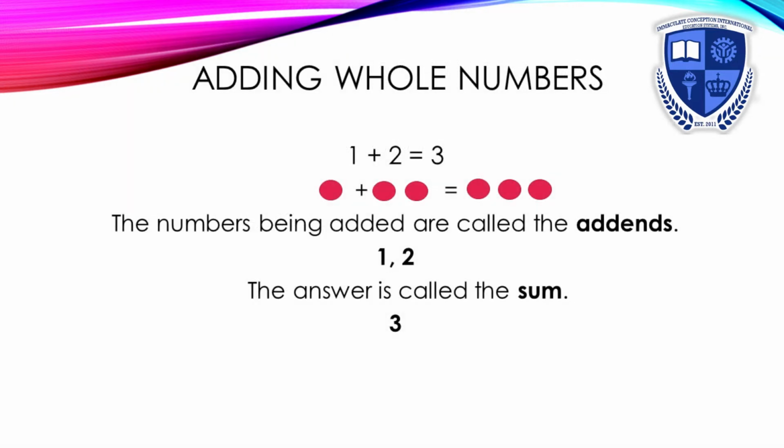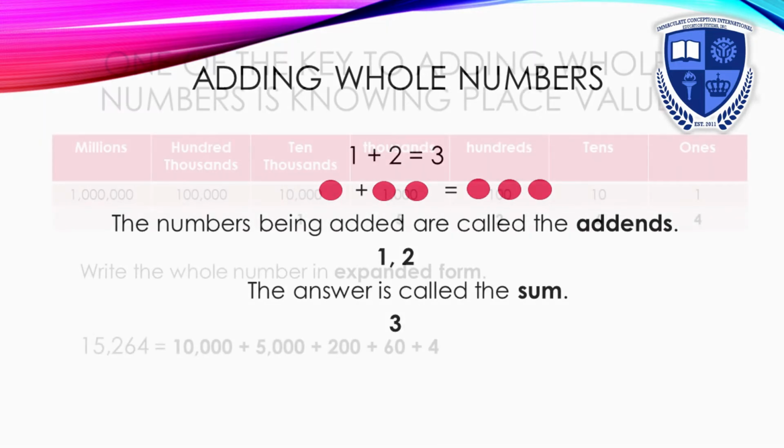Adding whole numbers is very straightforward. In this problem of whole numbers, we have 1 plus 2 is equal to 3, which gives us a total of 1, 2, 3 items. The numbers being added are called the addends, so in this case the 1 and 2, and the answer is called the sum. In this problem, the sum is 3.